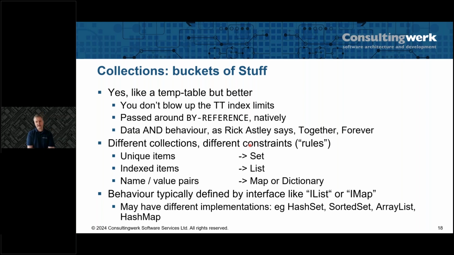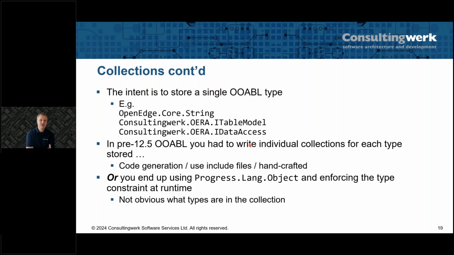Behaviors are defined by interfaces typically. I'm using the .NET convention here. I list, I map, I set, whatever, and they can have different implementations, right? So you work against the interface, but the implementation can vary for various reasons. Usually the stuff you store in a collection is a single ABL type. So something like a string, or in our case, table model, or a data access class. Could be a variety of things, right? Could be a UI component, it could be whatever. Collections are extremely useful tools in an OO world.